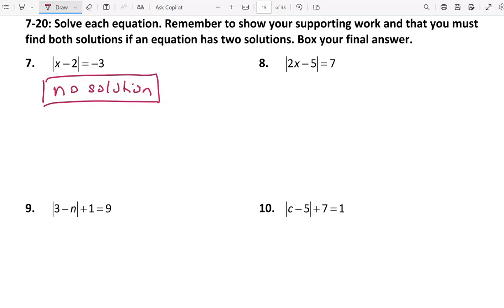All right, same idea for number 8. If we were replacing x with a number, we would multiply by 2 and then subtract 5 and then finally take the absolute value and see if that's equal to -7. So I need to undo absolute value first. So 2x minus 5 can be -7. What's inside the absolute value can be -7. Or 2x minus 5 can be +7. That'll give us 2 equations to solve.